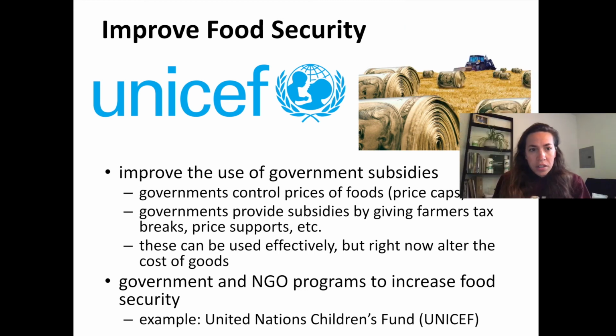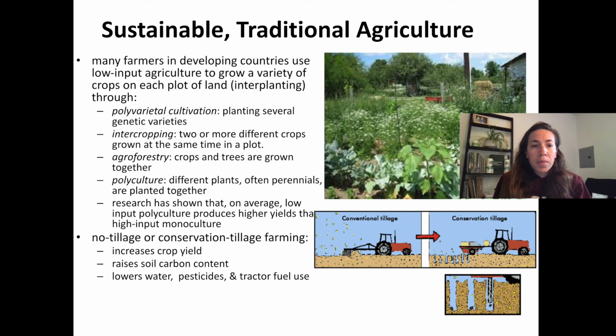Other alternatives include polyvarietal cultivation, so planting several genetic varieties to see which variety is best. Intercropping, so 2 or more different crops grown at the same time in a plot, and this is sort of a nice example of intercropping. Agroforestry is practiced now, which is more sustainable for crops like coffee and chocolate or cocoa, because they can basically be planted in the understory of a forest without having to clear the forest.